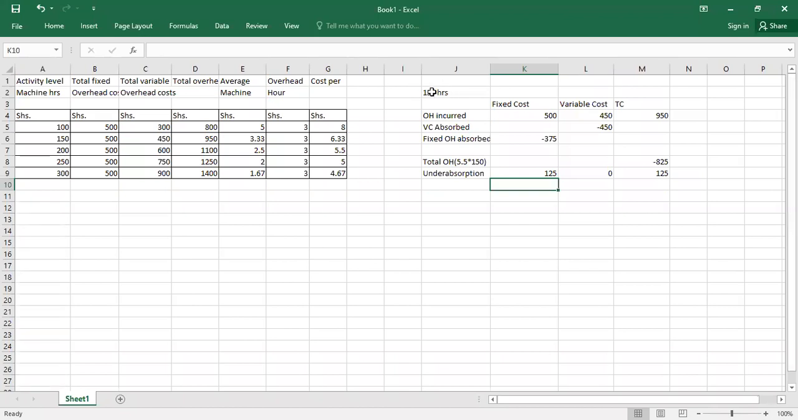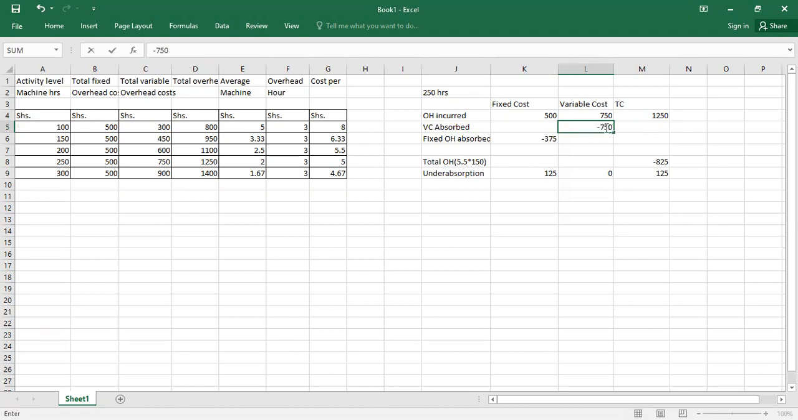So this one you've gotten an absorption of 125. We do for 250. We follow the same procedure. So our fixed cost is still 500. That is not changing for 250, right? What is the variable cost? 750. So that is giving us 1250, right? Then the variable cost that are absorbed, the 750.